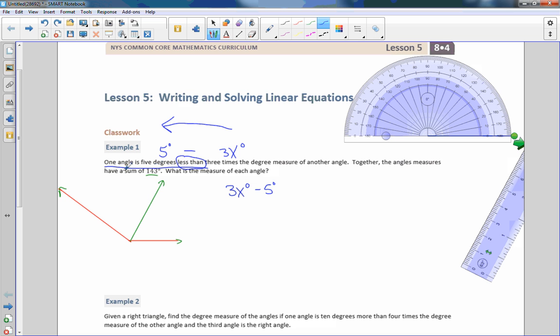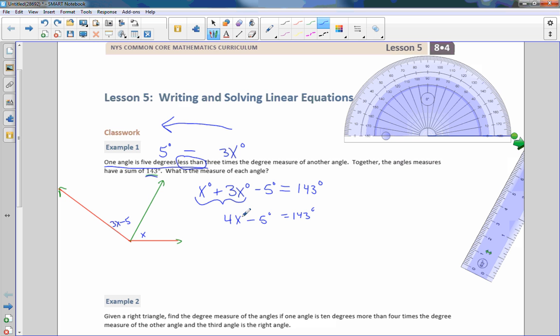Together, the measures of these angles have a sum of 143. So the other angle is going to be some unknown degree. So 3 times this angle, minus 5, is what this is all saying. So there's my algebraic expression. Now I'm going to create it as an equation because we were told that the total is 143 degrees. So if this is x, then this one is 3x minus 5. That's all this is saying. So these two angles add up to 143. So I combine like terms, and that is 4x minus 5 degrees equals 143 degrees.